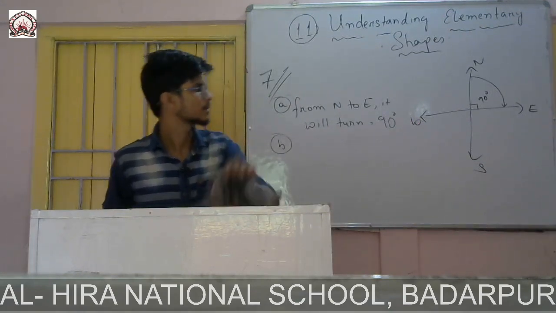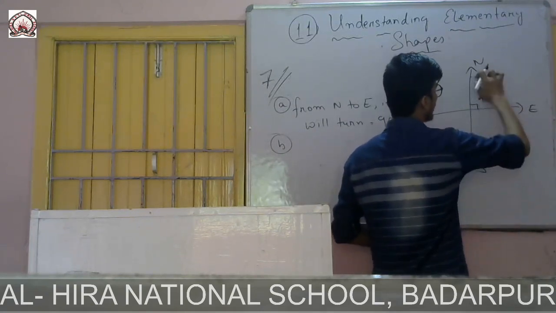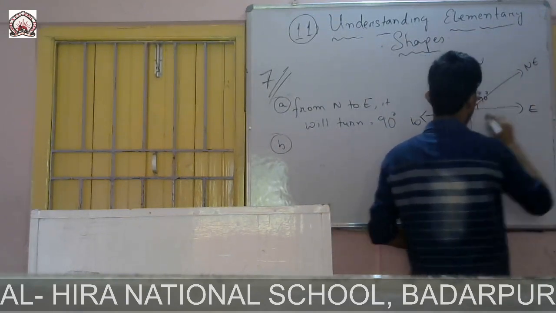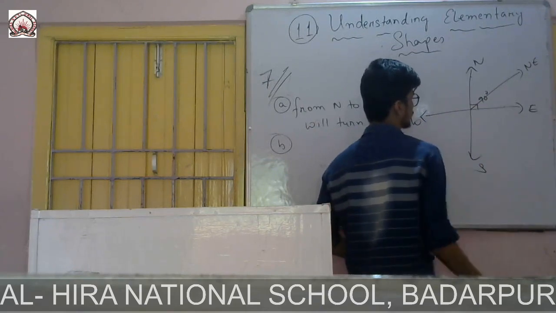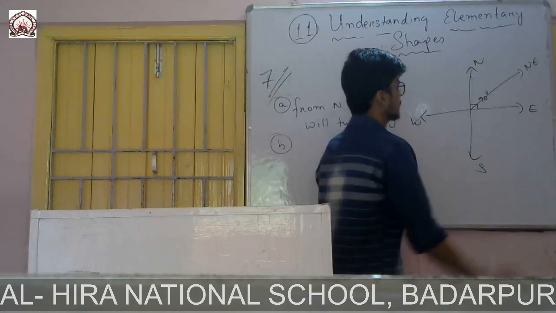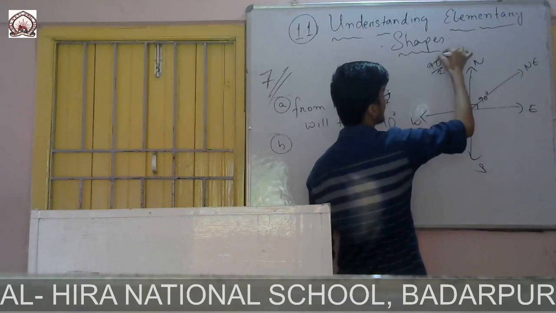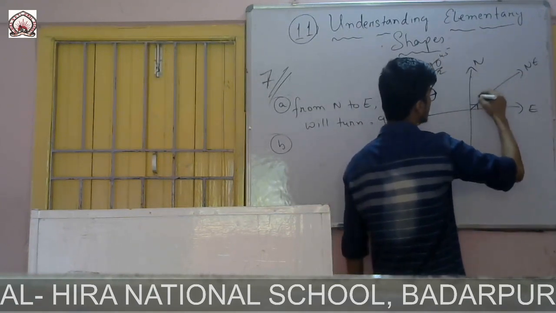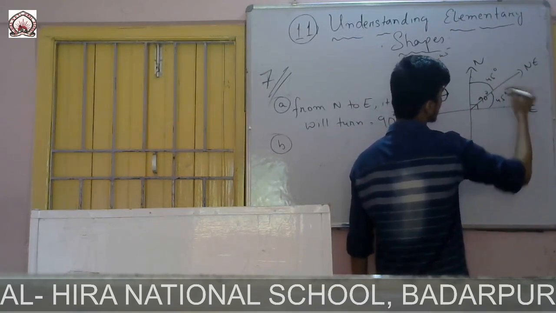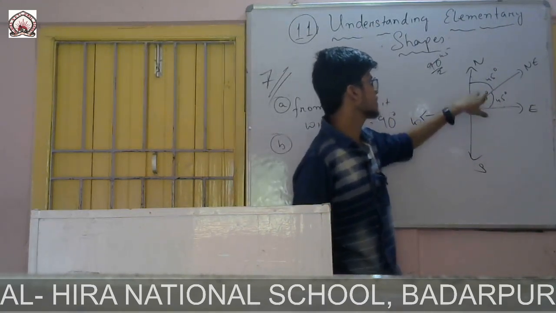Then B, northeast to west. Okay, northeast, that means north and east. In the middle of north and east it is northeast. In the middle of south and east it will be southeast. And each of these angles, since this whole one is equal to 90 degree, then this one divides these two in equal parts. So 90 by 2, which is equal to 45. That means each one of them is equal to 45. From here to here it is 45 degree, and from there to there also it is 45 degree. And then 45 plus 45, the whole one is equal to 90 degree.